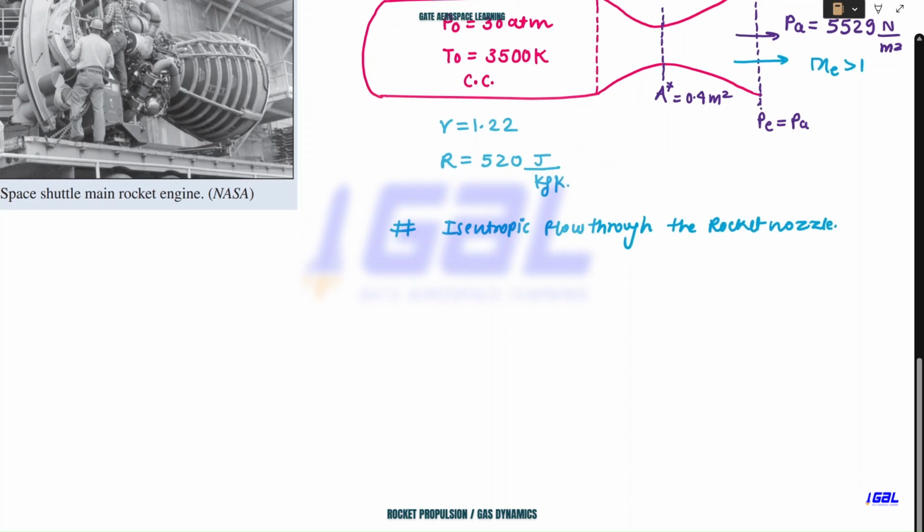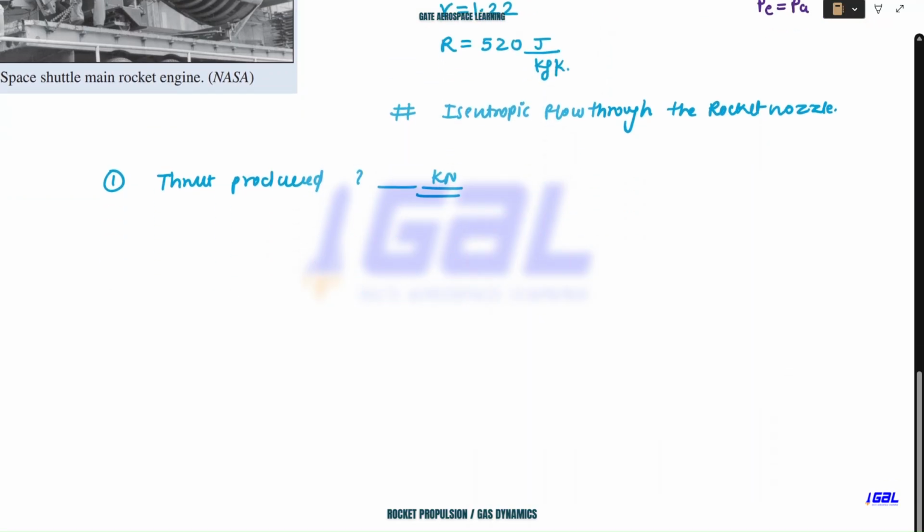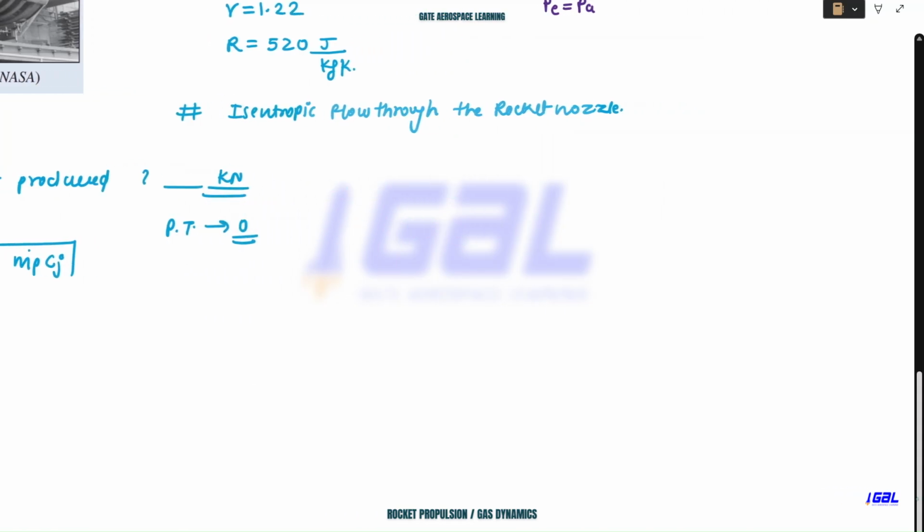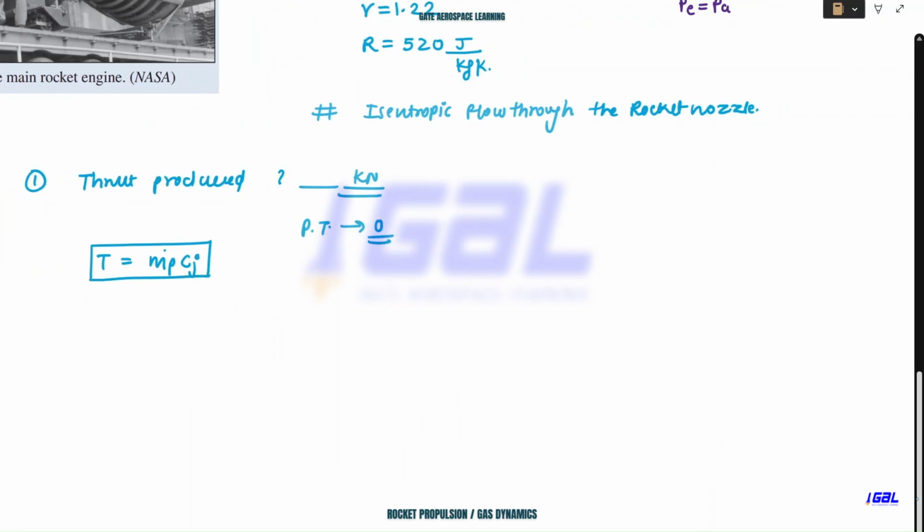Anyway, the first thing they're asking you to calculate is the thrust produced by the rocket engine, in kilonewton. Can you tell me which equation you will use for the rocket thrust calculation? They have already given that we have optimum expansion. That means we need not worry about the pressure thrust; pressure thrust is already 0. So the equation you will use is m dot p into Cj. This is the equation to calculate the thrust produced by this rocket engine.